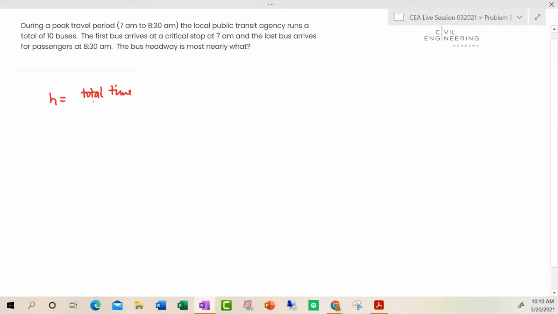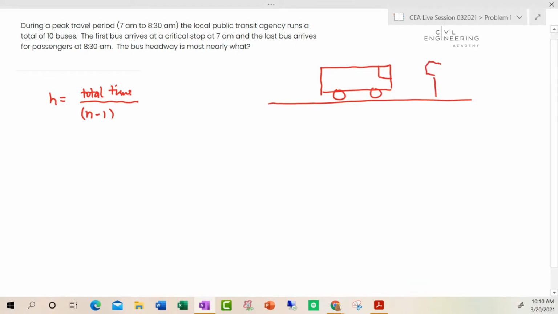So I'm going to do it again here when I say that headway equals the total time divided by n minus 1 intervals, okay? Headway is defined as the time interval between consecutive vehicles. If we were to imagine what's going on here, here's a bus, here's a stop sign, and there are 10 buses going around in a loop, stopping at a stop sign to pick up passengers. The headway is the time interval between consecutive vehicles.